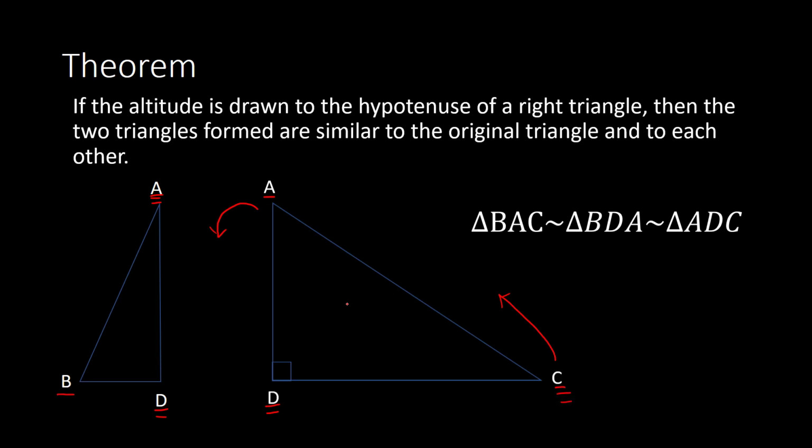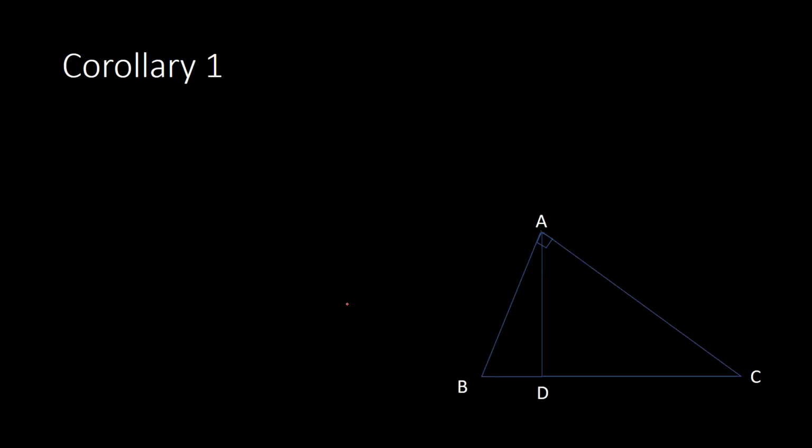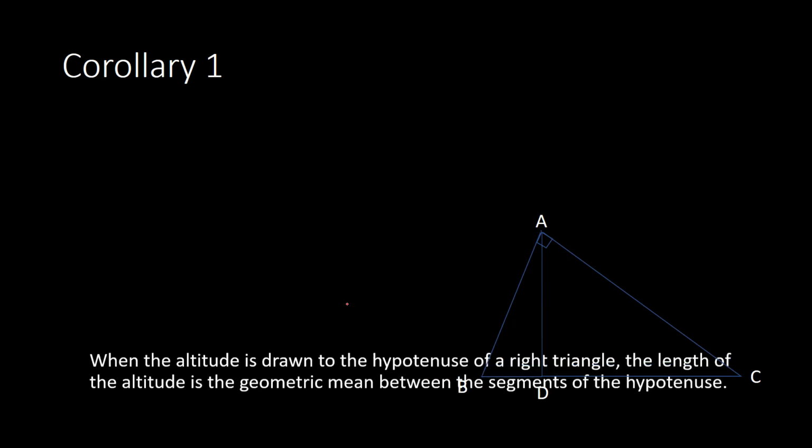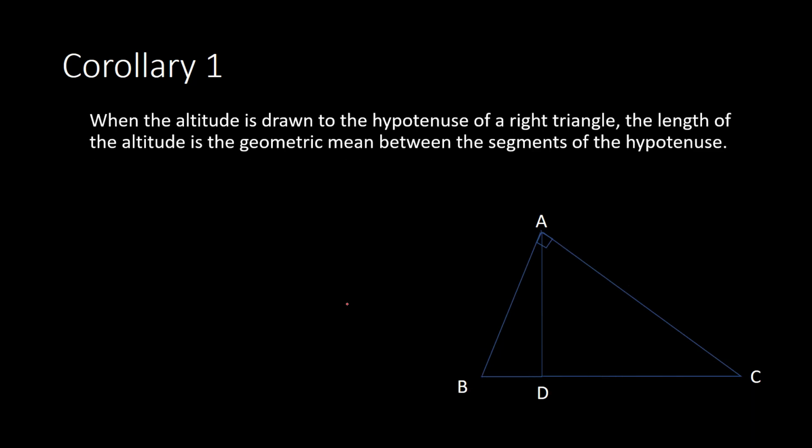Now, yes, that is a theorem, but we're not going to take the time to prove that here in this video. But we're going to use this theorem to draw a conclusion, and we have two corollaries, which are logical statements that follow directly from a theorem or a postulate. So corollary 1 says that when you have this picture, then the length of the altitude is the geometric mean between the segments of the hypotenuse.